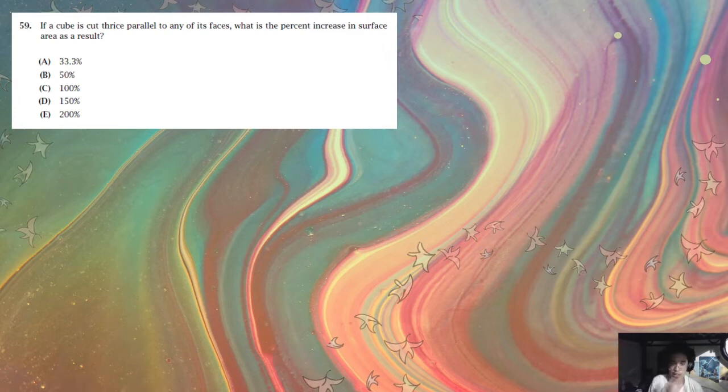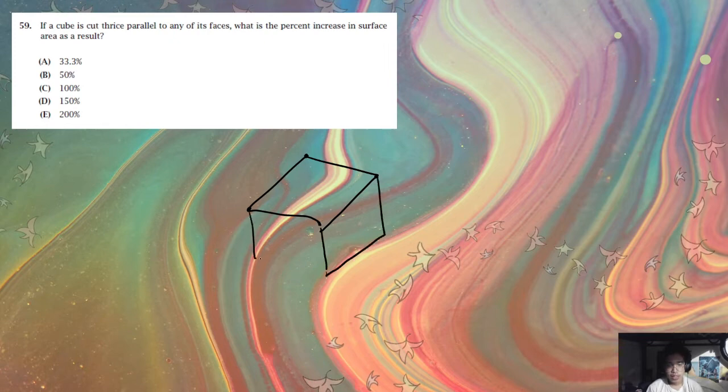To better solve this problem, it would benefit you if we were to illustrate it, if we try to draw it. So first, let's try to draw a cube. For this problem, we have a cube, and according to the problem, this cube would be sliced. The cube is cut thrice parallel to any of its faces. So that would mean we would create three new cubes. How would you create three new cubes?